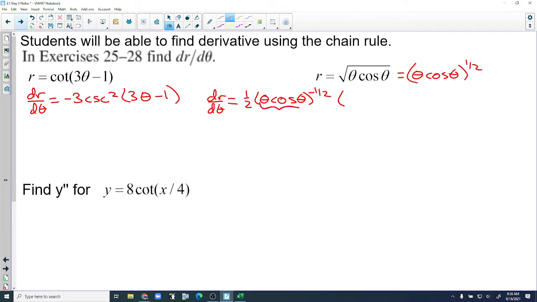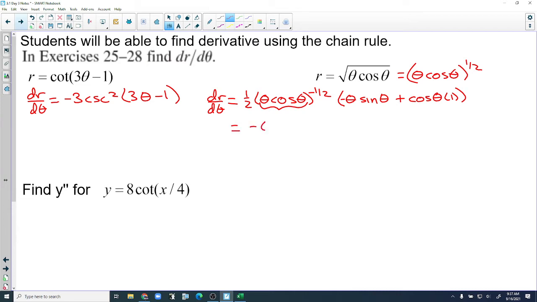And the inside is the product of two functions. So first times the derivative of the second: negative theta sine theta. That's the first times the derivative of the second. Derivative of cosine is negative sine. And then plus the second, times the derivative of the first, which is times 1. You don't have to write times 1, but I'll put it there to show you I did the product rule there. All right, that's quite the mess.